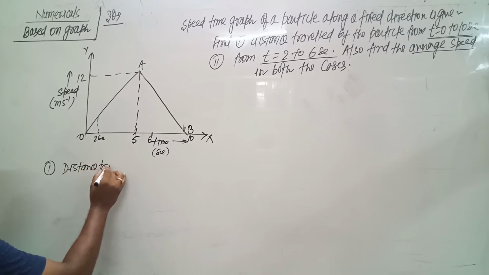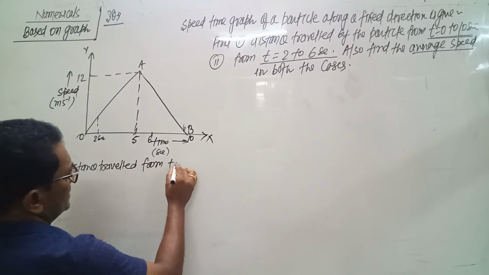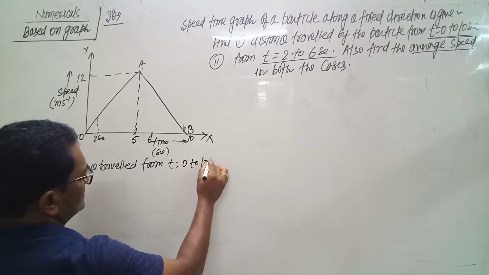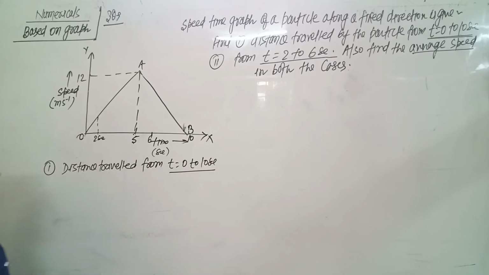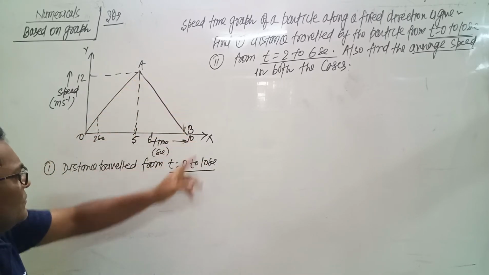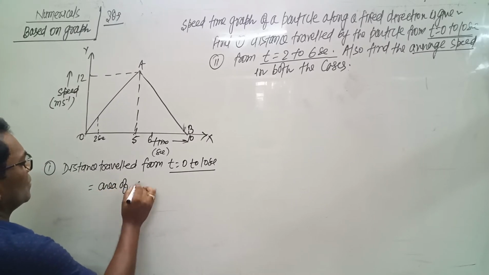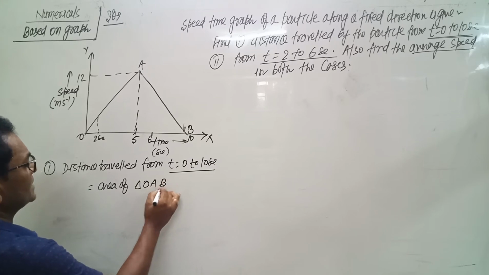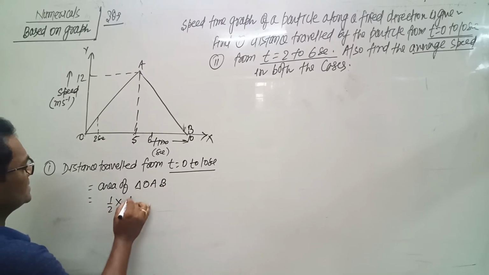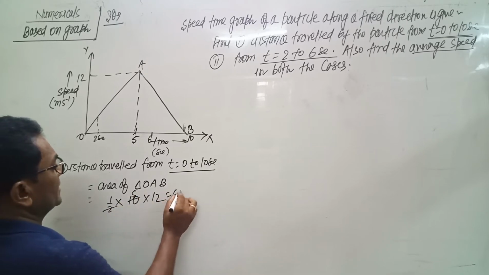Distance travelled from t equals 0 to 10 seconds. And we know that the area under the speed time graph gives the distance travelled. So we will find the area of the graph, that is the area of triangle OAB, which gives the distance covered. So half into base 10 into height 12, and it gives 60 meter.